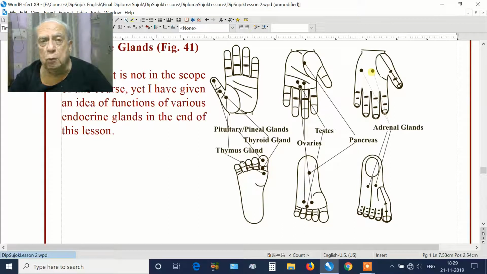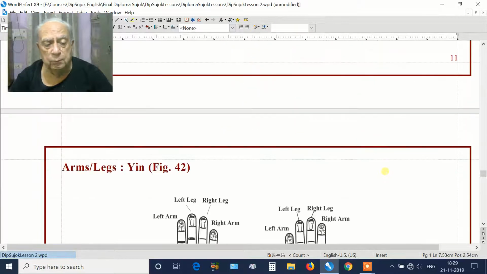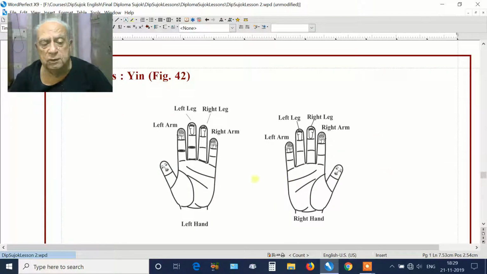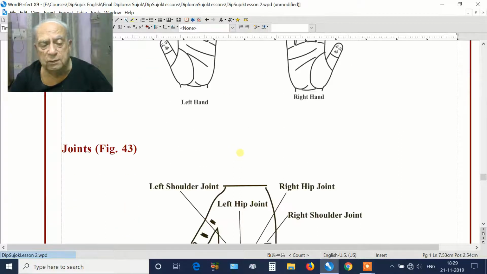Adrenal glands are over the kidneys. So these are there on the back. These are there on the back side. This you have seen, I have already explained you. This is the left arm and this becomes the left hand. As I told you to divide the hand into two vertically, this will become left, this will become right. I hope you have understood this.